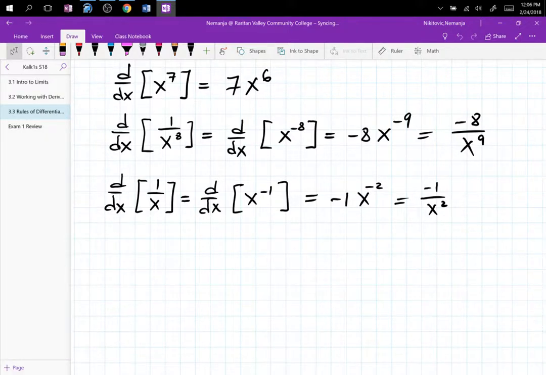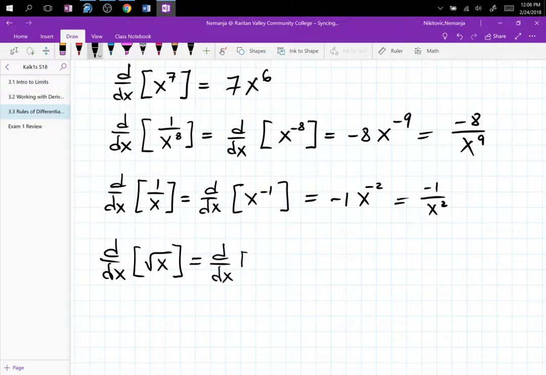How about the derivative of square root of x? What should I rewrite this as in terms of exponents? X to the 1/2. Good. Go on. Tell me the answer.